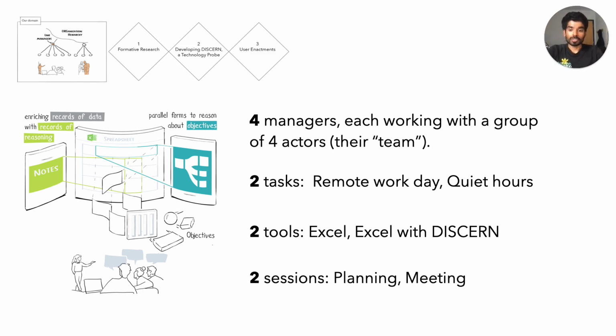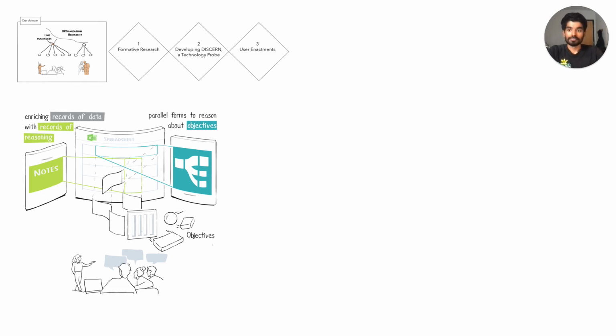The enactments proceeded through 2 sessions. In the first session, planning, managers had to use the artifact provided to them to freely externalize their decision-making process for each of the decisions. So that would be Excel for one decision and Excel with DISCERN for the other decision. And in the second session, meeting, the participant was asked to use the artifacts that they had created in the first session to engage in a discussion with the 4 team members and incorporate their input to arrive at a final decision for each of the 2 decision-making tasks.